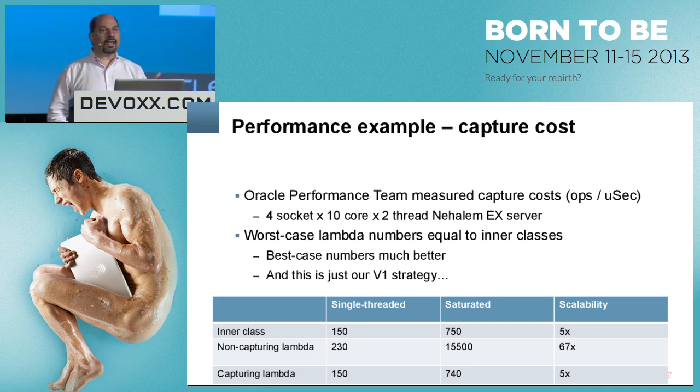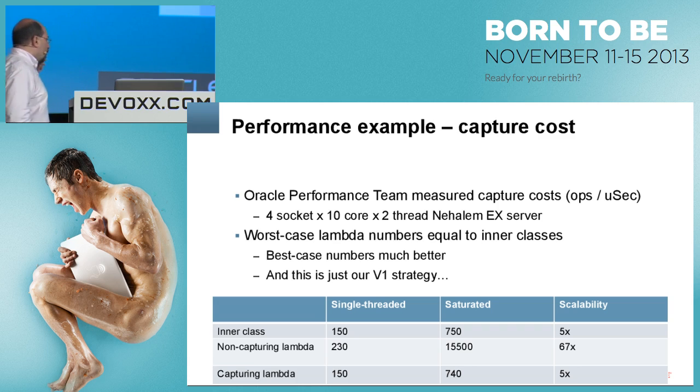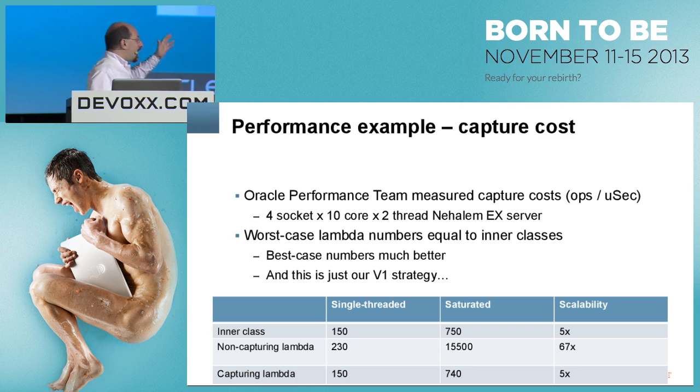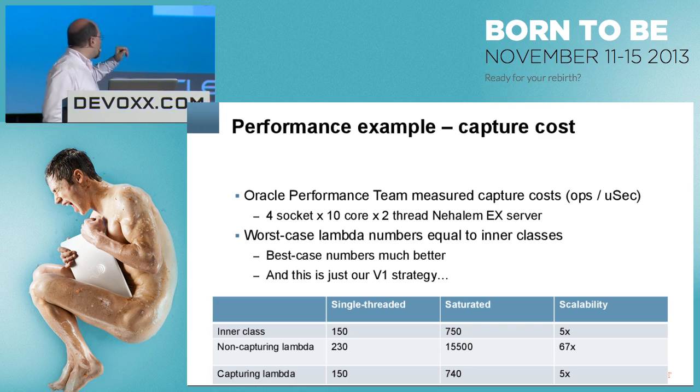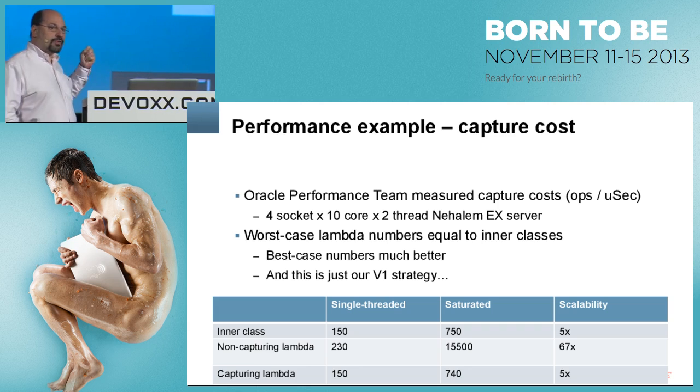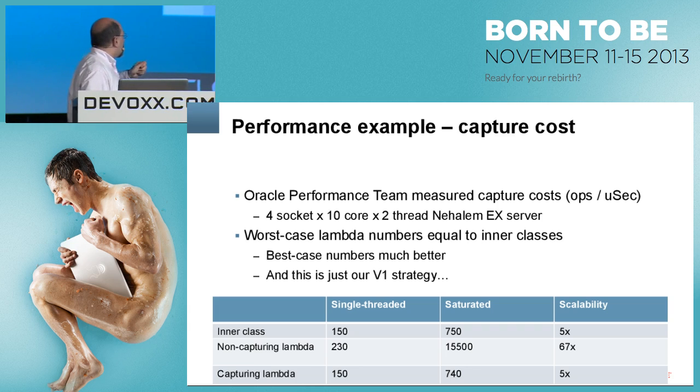And lambdas only capture that if it's actually needed, and that shows up in the timing numbers. Where things get really good is when you look at the multi-core case, right? So in the inner class and capturing lambda, where you're actually invoking a constructor of something, you have to actually make an object, allocate space from the heap, and set its fields. We again saw roughly the same throughput, about 5x over what the single-threaded case was. So not great, but not terrible scalability.